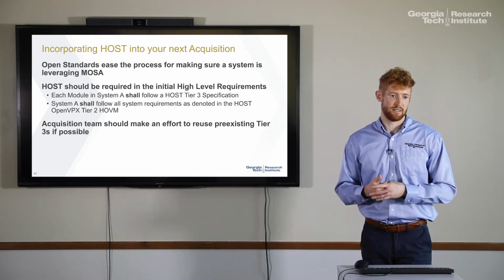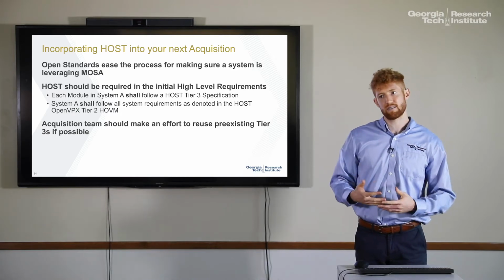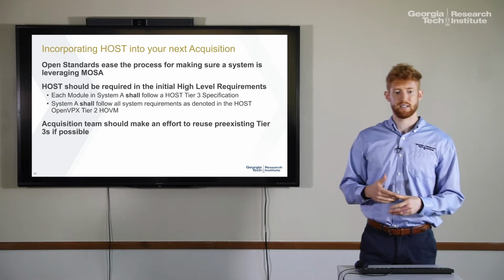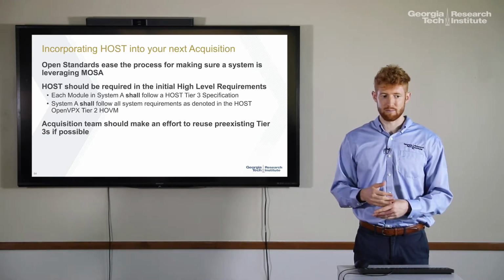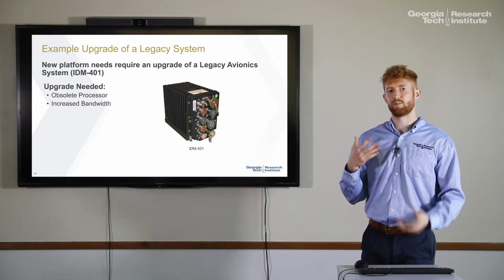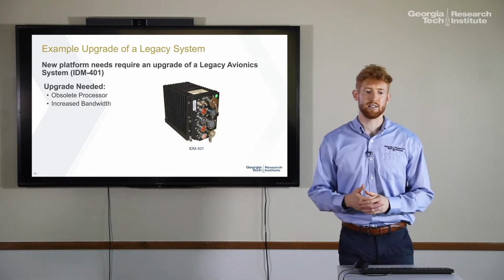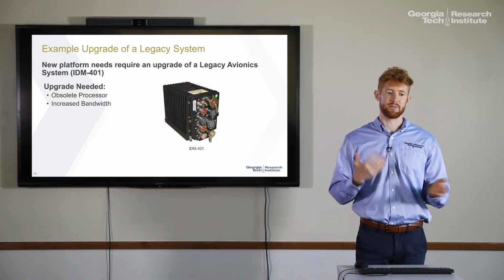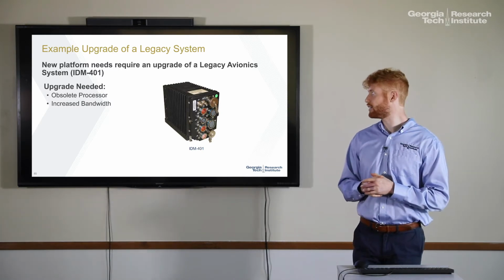And so again, there are still responsibilities of the acquisition authority. That's not all that needs to be done. You need to make an effort to reuse pre-existing tier 3s if possible as well. And then you can also incorporate open architecture into a legacy system built before these standards existed. We'll run through an example just to highlight how that can be done.